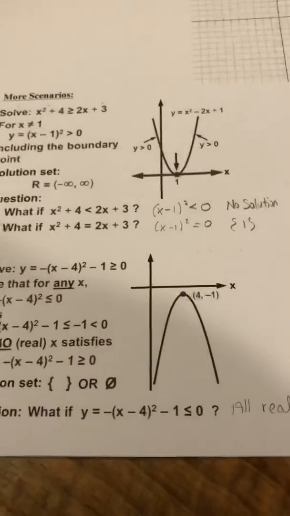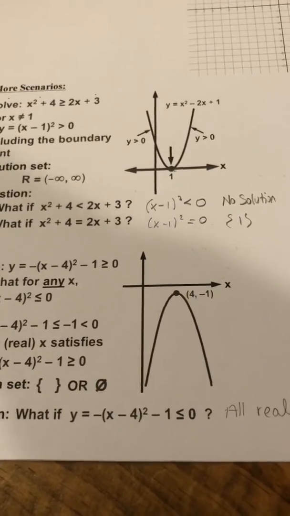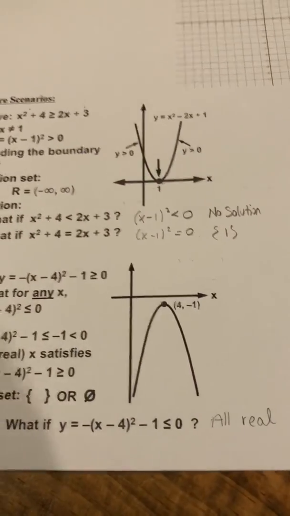These come up every once in a while. I just wanted to give you examples without having to graph them all so you can see that sometimes you have no solutions or all real, or even just one solution that works if it's equal to 0.